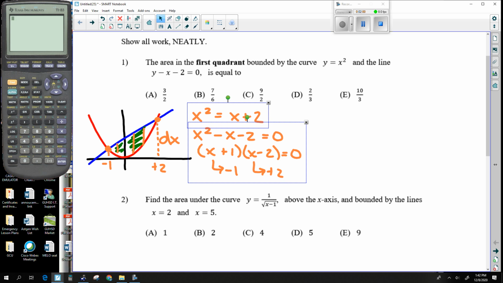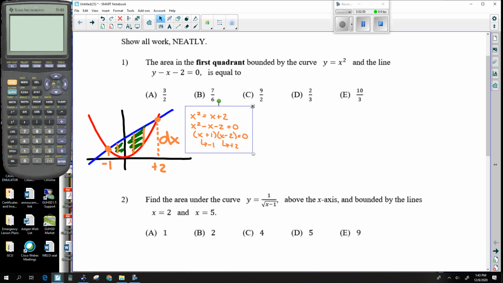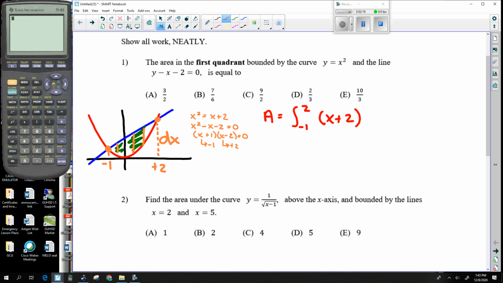Okay, so now we're ready to go. All we're doing is finding this area, so it'll be the top minus the bottom. This area is going to be the integral from -1 to 2 of the top, which is the line, x plus 2. Again, this is y is equal to x plus 2, minus the bottom, which is x squared. All right, let's do one slight cleanup step here.